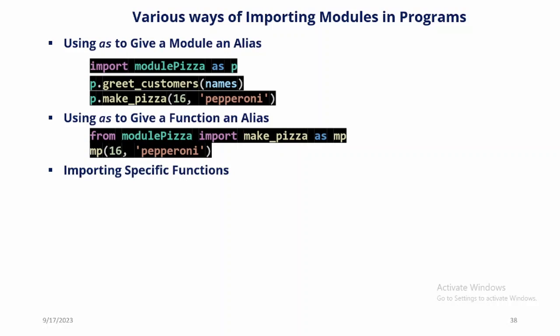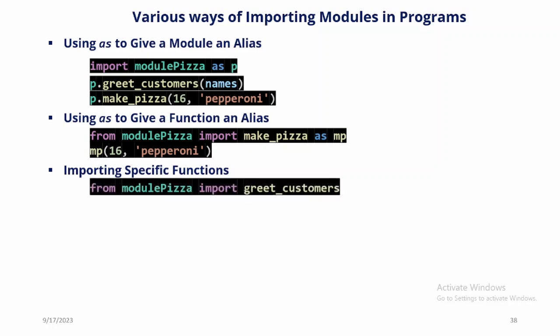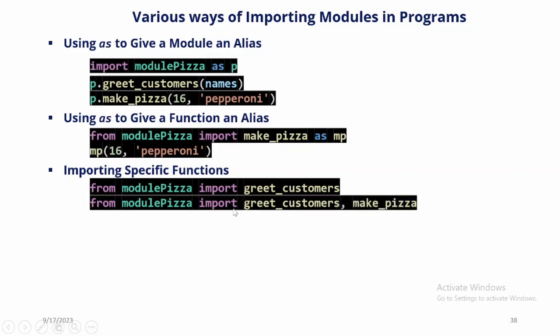You can also import specific functions from the module if you don't want to use all of them. Some modules can be very, very large. They contain a lot of information, a lot of functions, all of which you don't need. If you know the exact function that you need, you can import that specific function. For instance, you can say from module pizza import greet customers. We've seen the example before. You can even give it an alias. You can also say from module pizza import greet customers, make pizza, all the functions that you want specifically. This also makes your program more efficient and makes it run faster.